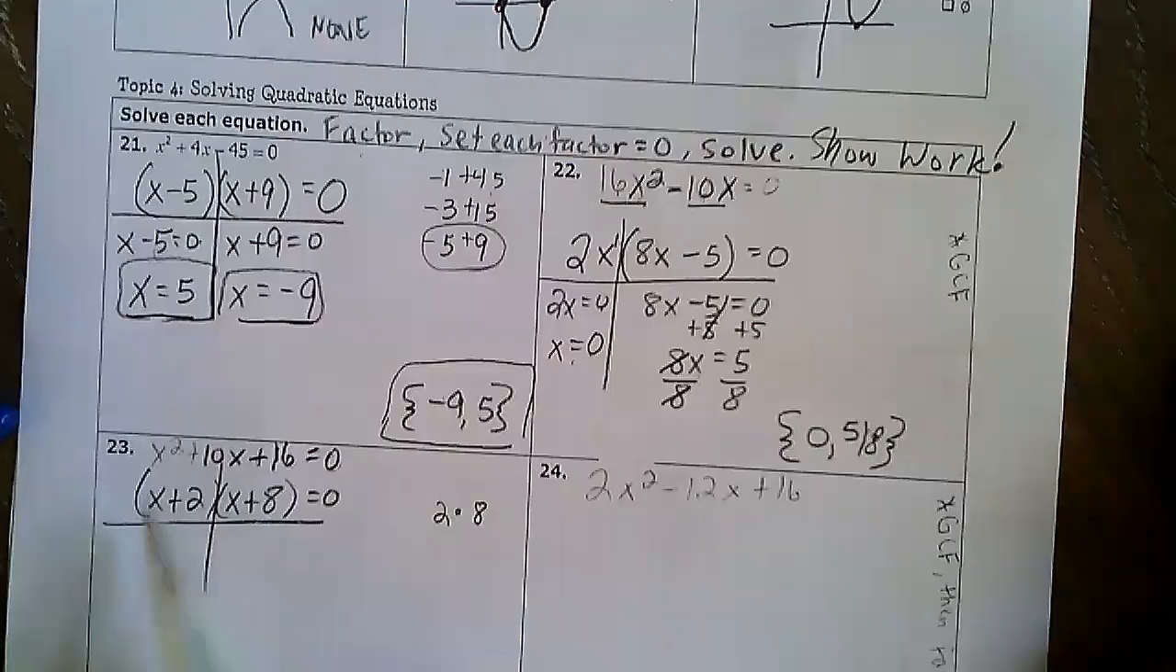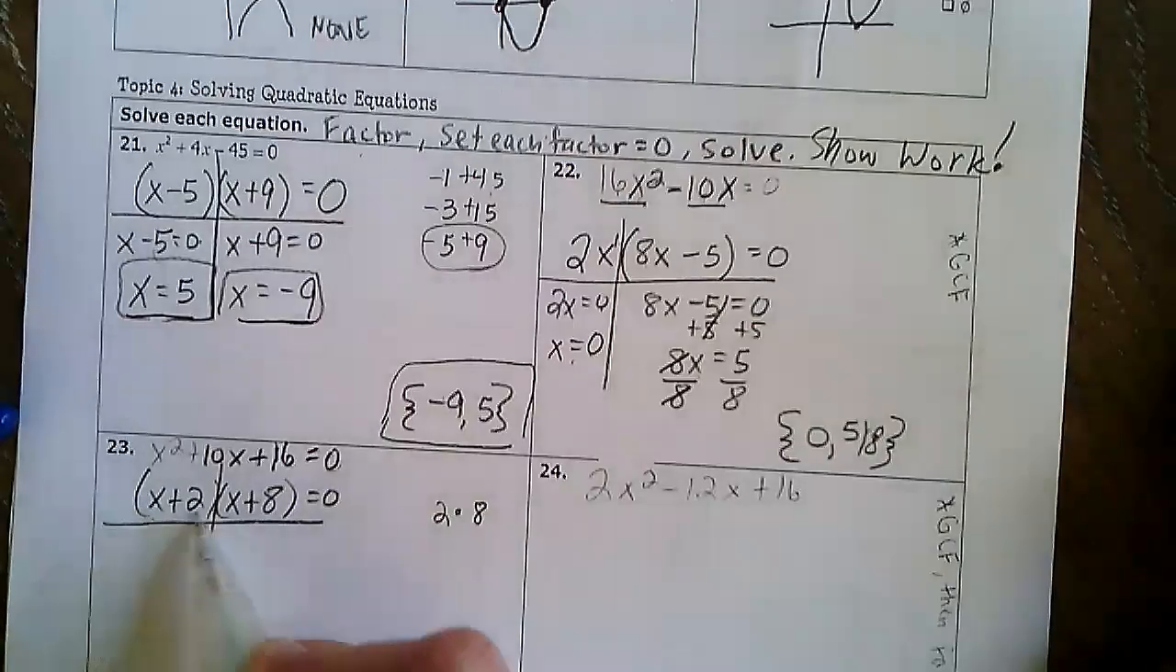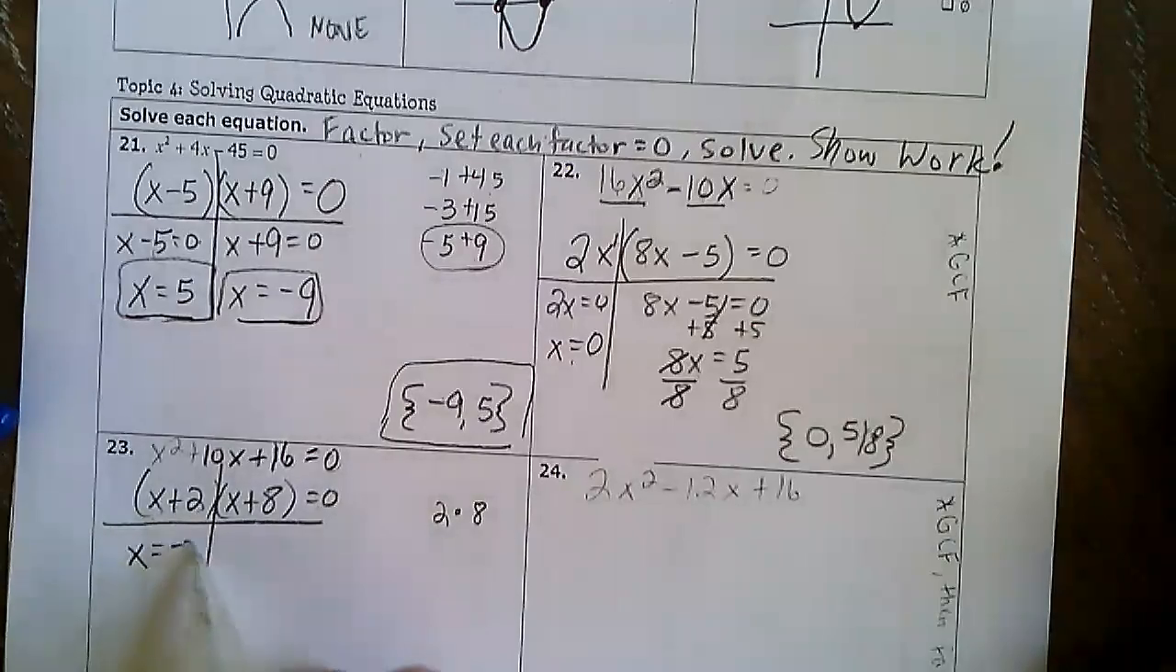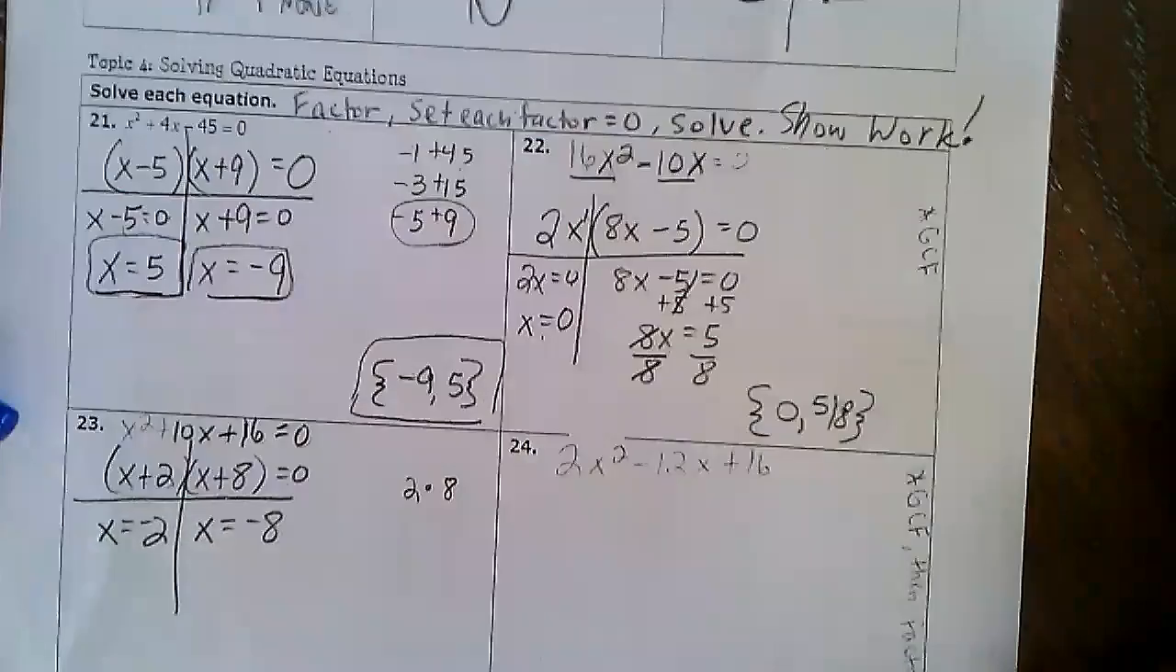And then I'm going to set those equal to 0. I can just do that in my head. If I do x plus 2 equals 0, I'm going to get -2. And if I subtract 8, I'm going to get -8. So that's my two zeros.